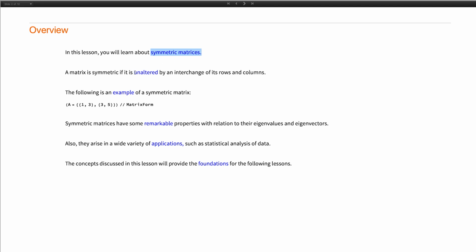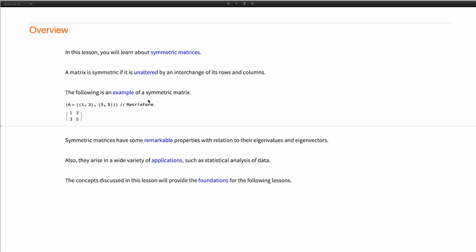A matrix is symmetric if it is unaltered by an interchange of its rows and columns. So if you interchange all the rows into columns and vice versa, and you get back the same matrix, then it is symmetric. So here's an example of a symmetric matrix. You see the matrix A has diagonal elements 1 and 5. That doesn't matter too much, but the elements over here are equal, so that's a symmetric matrix.